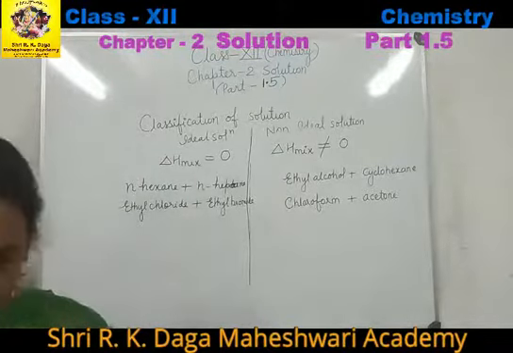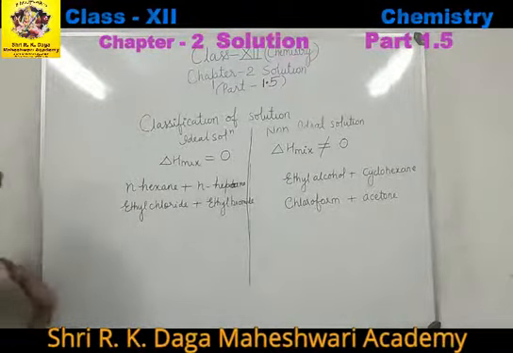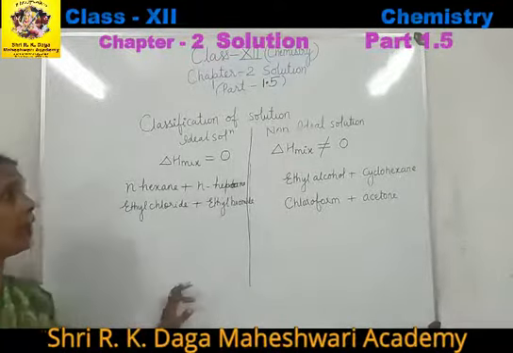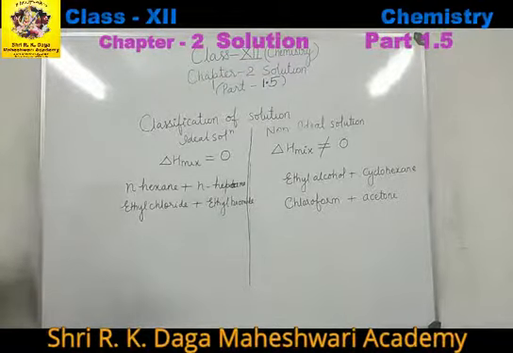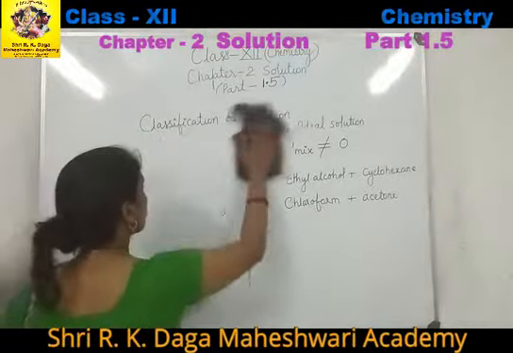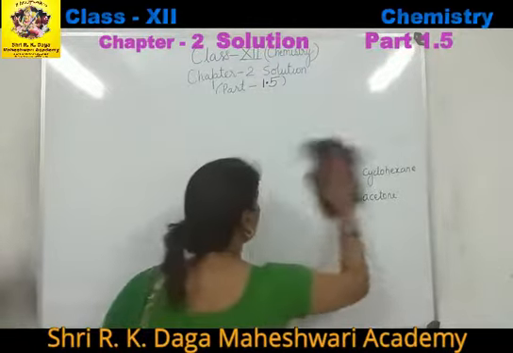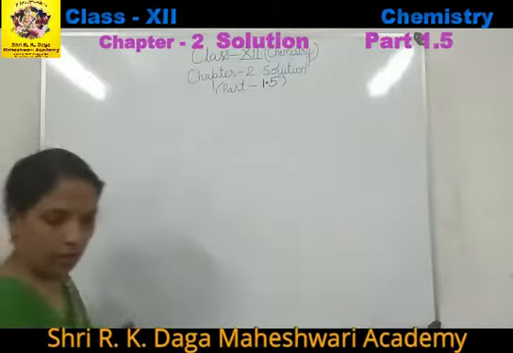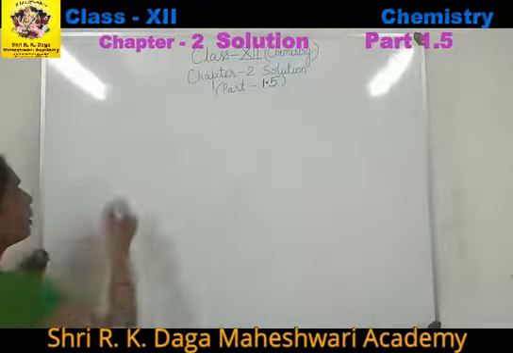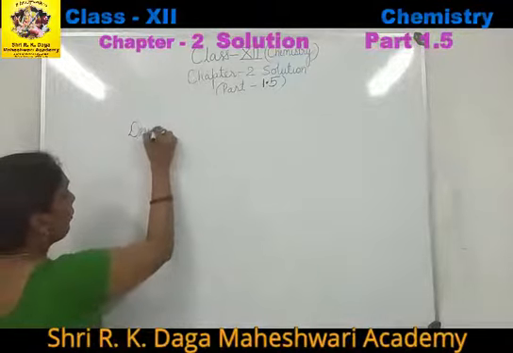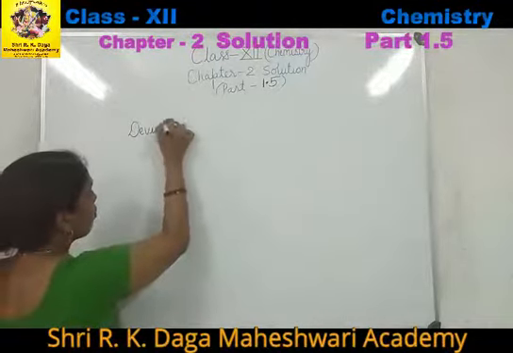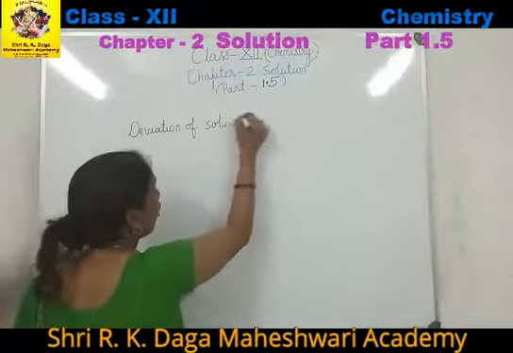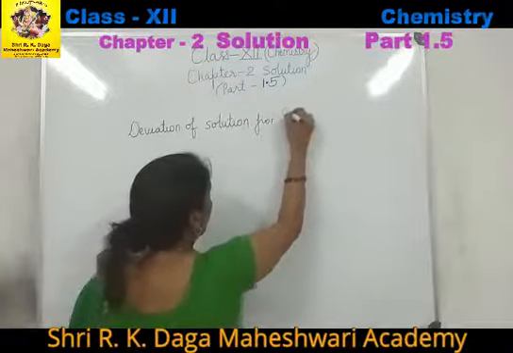So we have studied the numericals based on Raoult's law for the volatile solute as well as the non-volatile solute, and the difference between ideal solution and non-ideal solution. Now I am coming to the next topic of the chapter, and that is deviation of solution from ideal behavior.